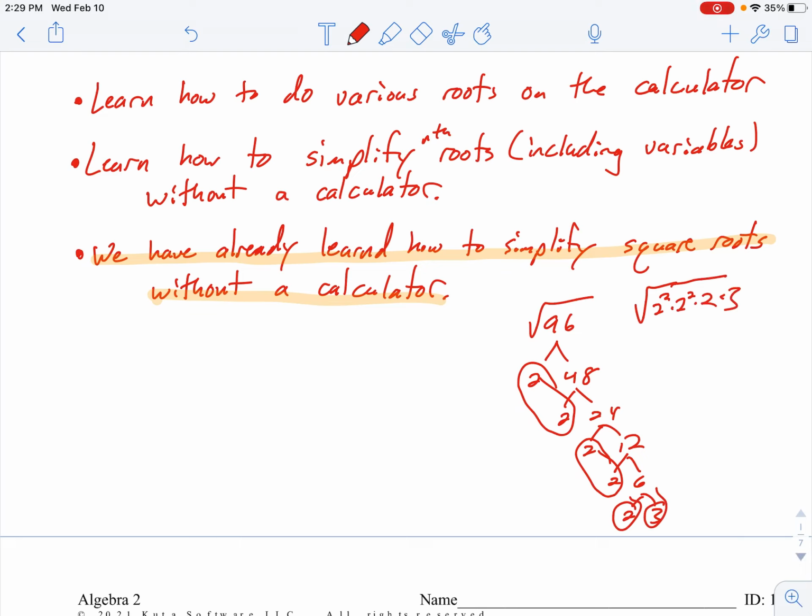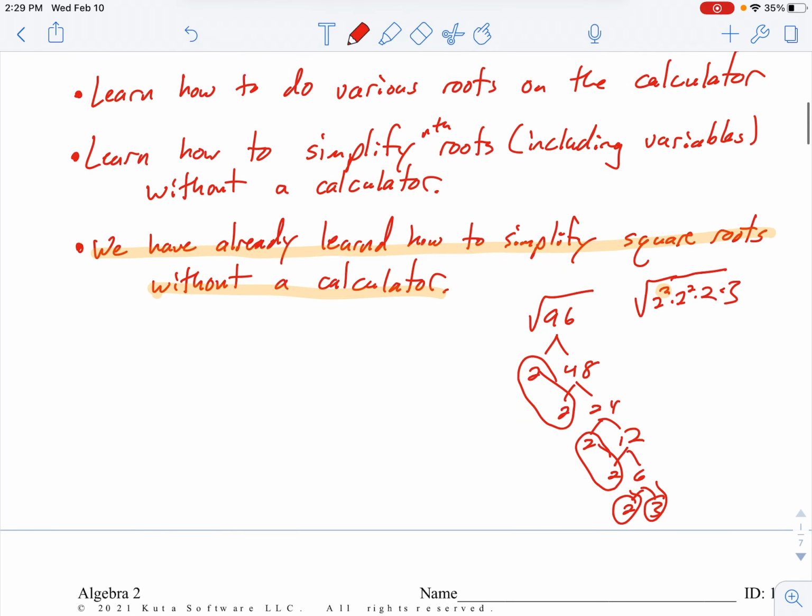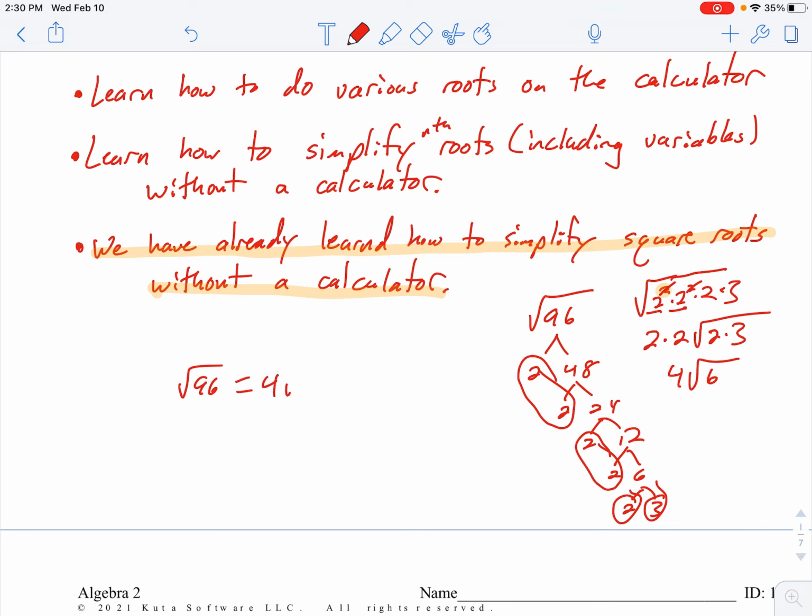And so what happens is the square root cancels out the square. They are opposites, and you're able to simplify out this 2, and then you can simplify out that 2 because those squares cancel. And then the other 2 and the 3 are left inside the radical symbol. Sorry, that 2 doesn't really look like a 2. And then 2 times 2 is 4 out here, 6 in there. So the square root of 96 simplifies to 4 radical 6.